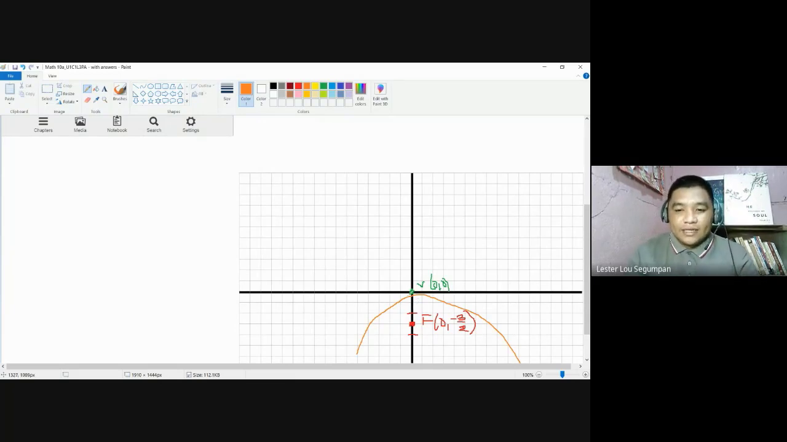Take note that the distance of the vertex from the focus is the same as the distance of the vertex from the directrix. And since the focus is three halves away from the vertex, our directrix should also be three halves away. Again, don't forget we're using these two grids for one. So the directrix should also be here, directly opposite the focus with respect to the vertex of the parabola.